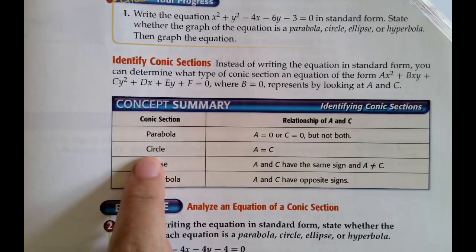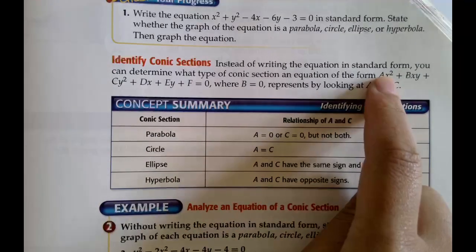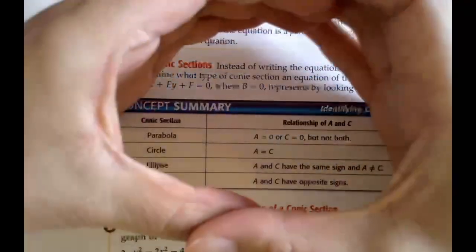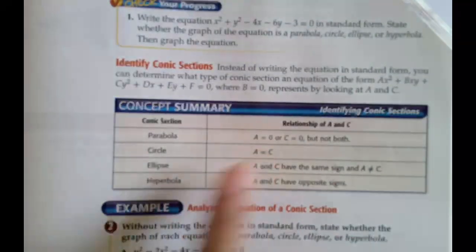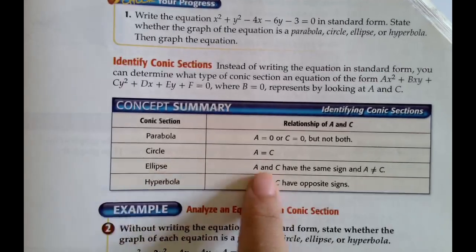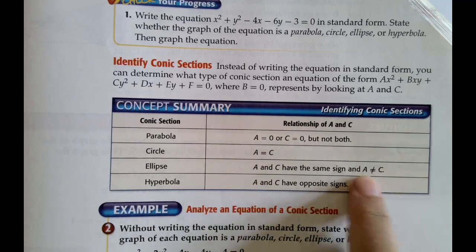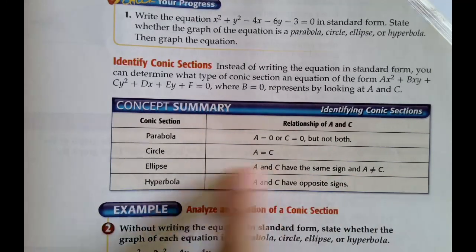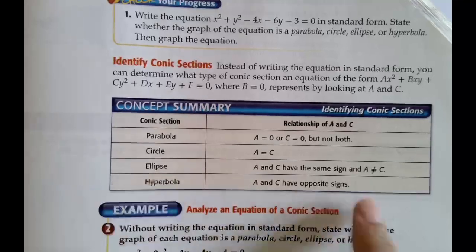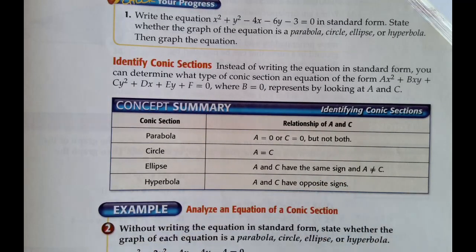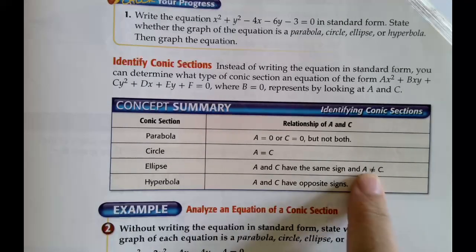It's a circle if A and C are the same, because that makes it completely even instead of an ellipse. An ellipse is if they have the same sign, so if they're both positive, if they're both adding. But A cannot equal C, because if A equals C, then it would just make it a circle. If they're both negative, you would take out the negative for both of them.